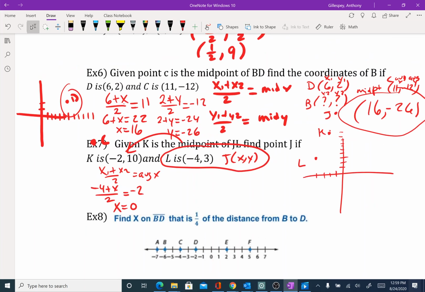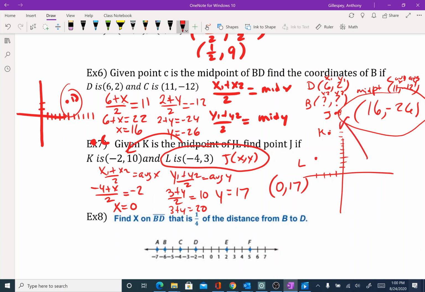Yeah? Let's do it with the y's. Well, I know it's going to be y1 plus y2 divided by 2 will equal the average of the y's, right? The midpoint. So what do I know about the y's? 3 plus y over 2 will equal 10. So 3 plus y will equal 20. So y is 17. So where is that point at? 0, 17. And if I look at this, 0, 17 is up here somewhere, right? Somewhere up there, so that's looking like it's right.